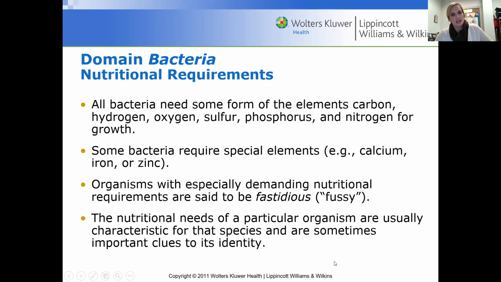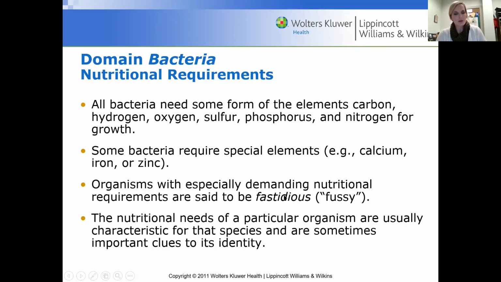Okay. And all bacteria need some form of element of, again, carbon, hydrogen, oxygen, sulfur, phosphorus, nitrogen. They all need a certain amount. So again, we're talking about the classification of different bacteria, that some bacteria are obligate aerobes and they need a certain amount of phosphorus and nitrogen in order to thrive. That's one type of bacteria. So that's what I mean by this, that they all require certain elements. Some bacteria require elements themselves like calcium, iron, and zinc.